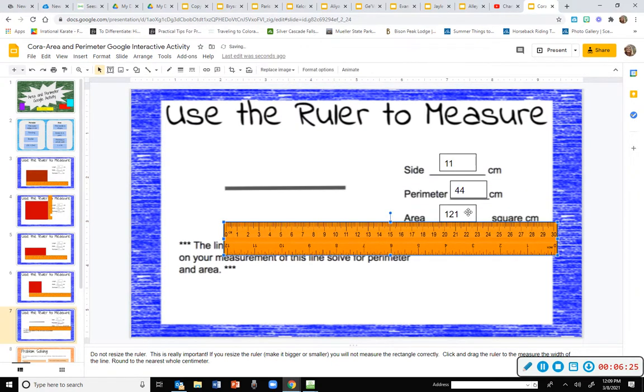Now, if I were to find the area, what would I do? Kelsey? How do we find area? So you would multiply the length times the width, which on a square, it's the same, right? So 11 times 11 would be 121.